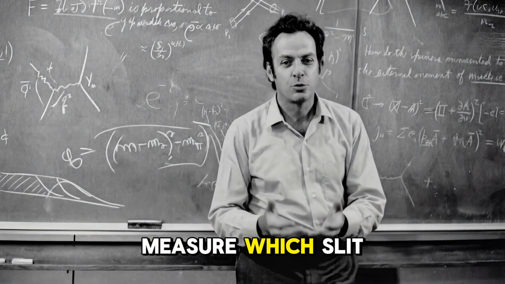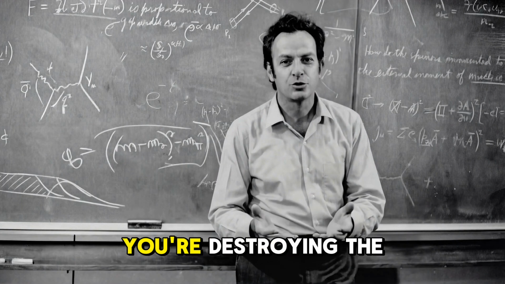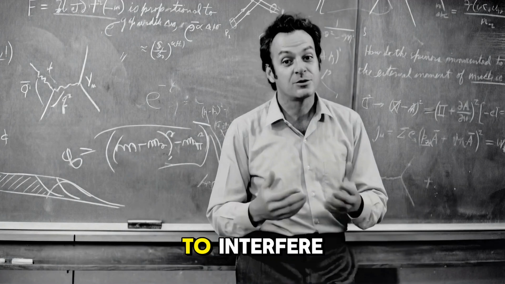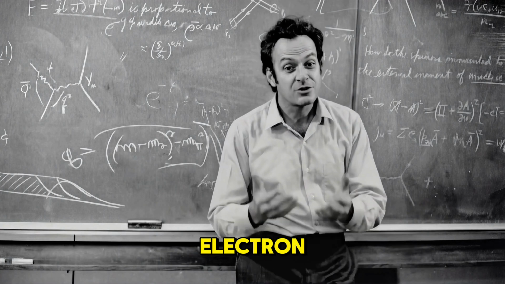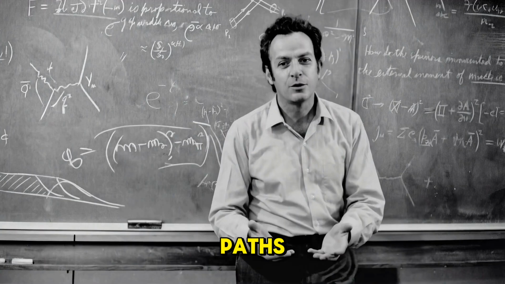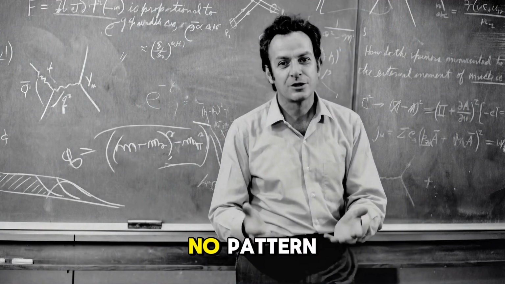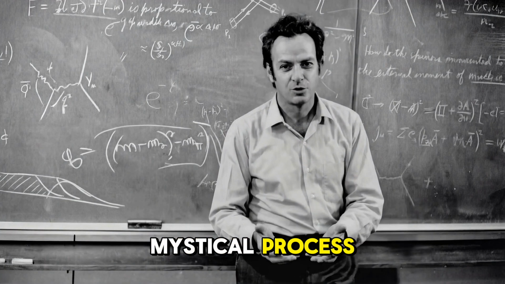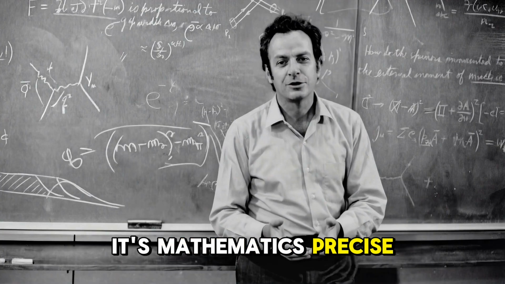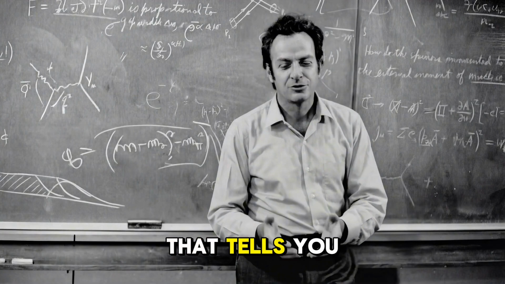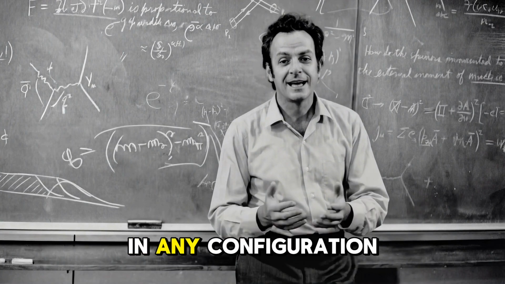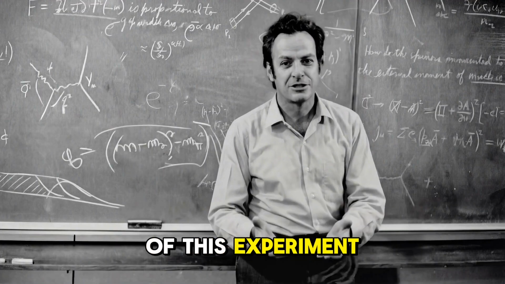But if you measure which slit the electron went through, you're destroying the ability of those paths to interfere. You're forcing the electron to commit to one set of paths or the other. No interference means no pattern. This isn't some mystical process. It's mathematics. Precise, predictive mathematics that tells you exactly what will happen in any configuration of this experiment.